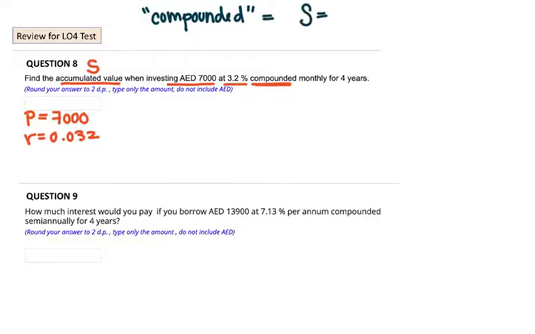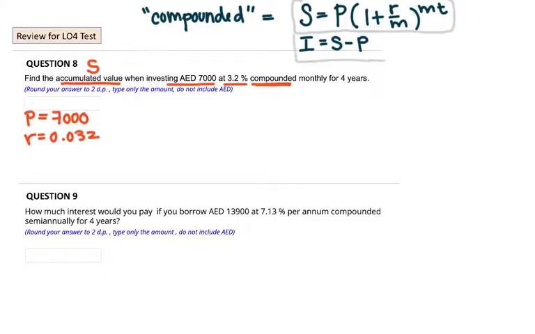We need to use this more complicated compound equation. We have this one, and then we have the fact that the interest earned is S minus P. Now you'll notice in these equations, there is a new letter M. M is the number of times that the money is compounded, that the interest is taken and put back on the principal to calculate the next interest payment.